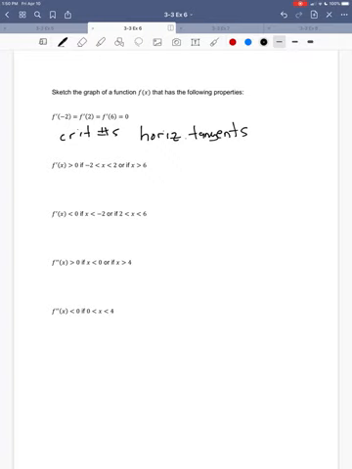Here, in the second piece of information, I'm told f prime of x is greater than 0. That means the first derivative is positive. That means the graph is going to be increasing in these places. So as x goes from -2 to 2, it's going to be increasing, and greater than 6, so from 6 to infinity, it's going to be increasing.